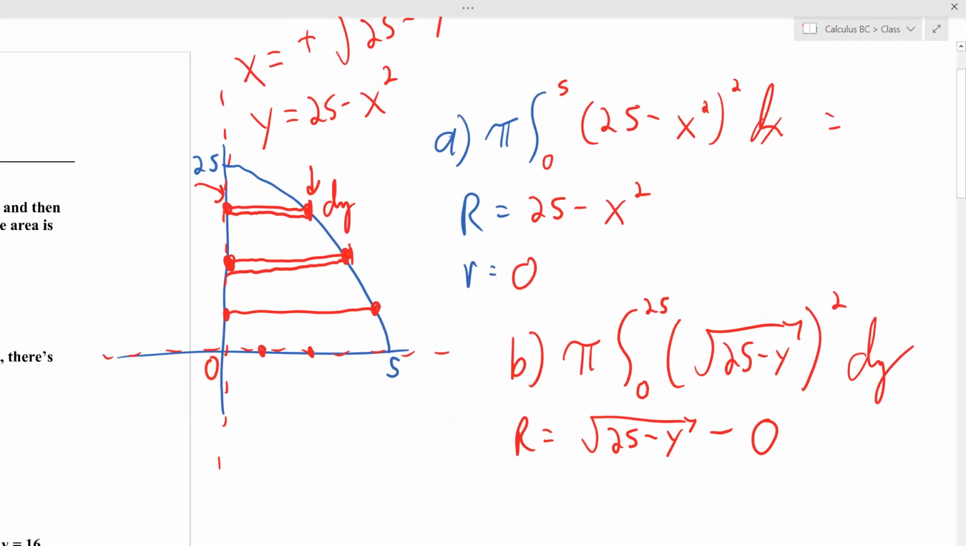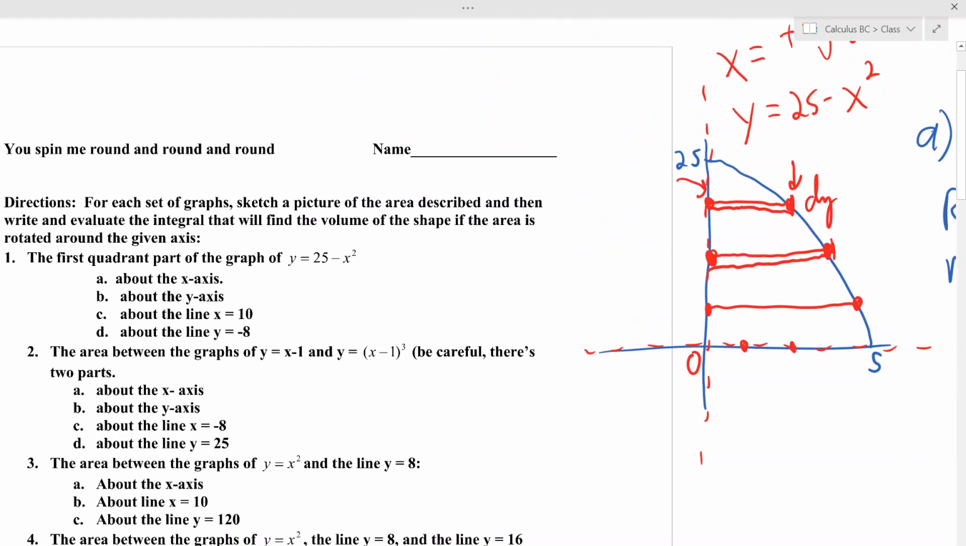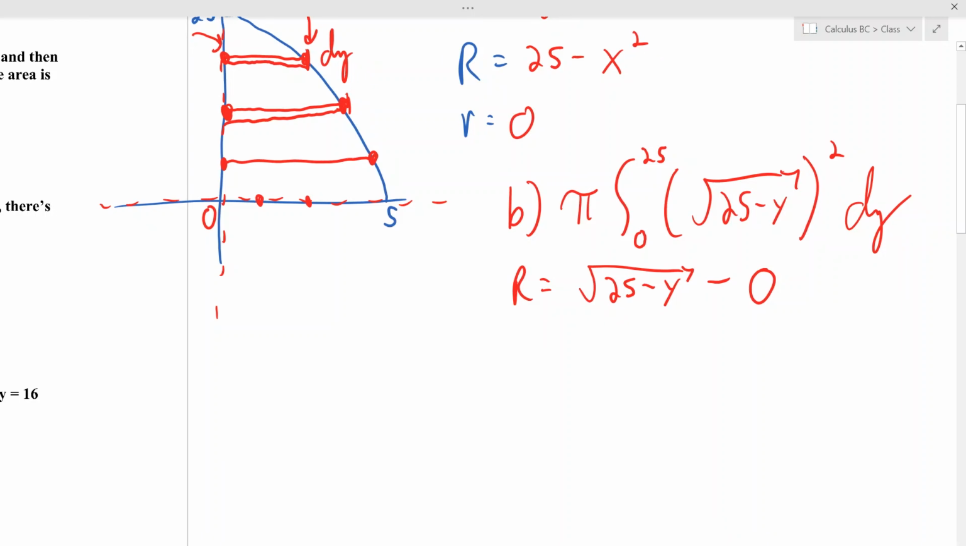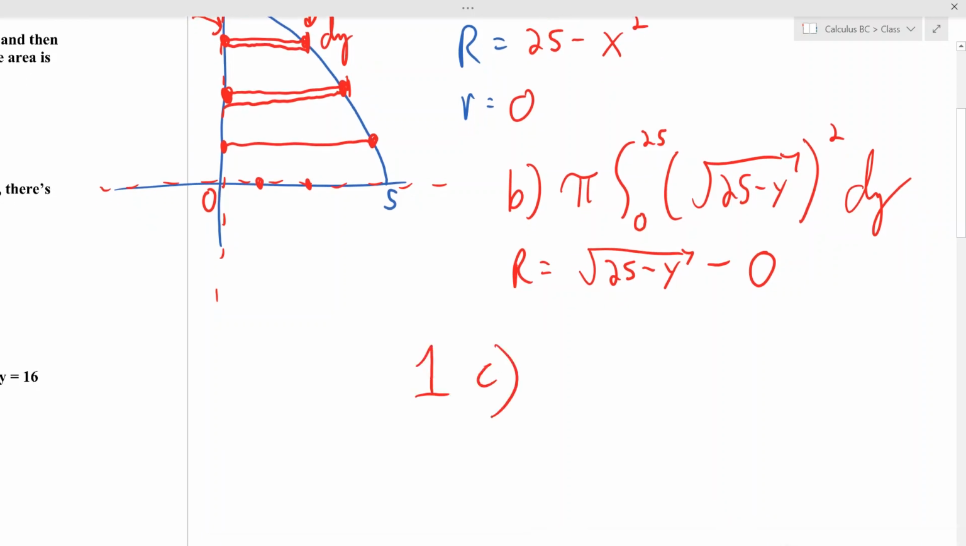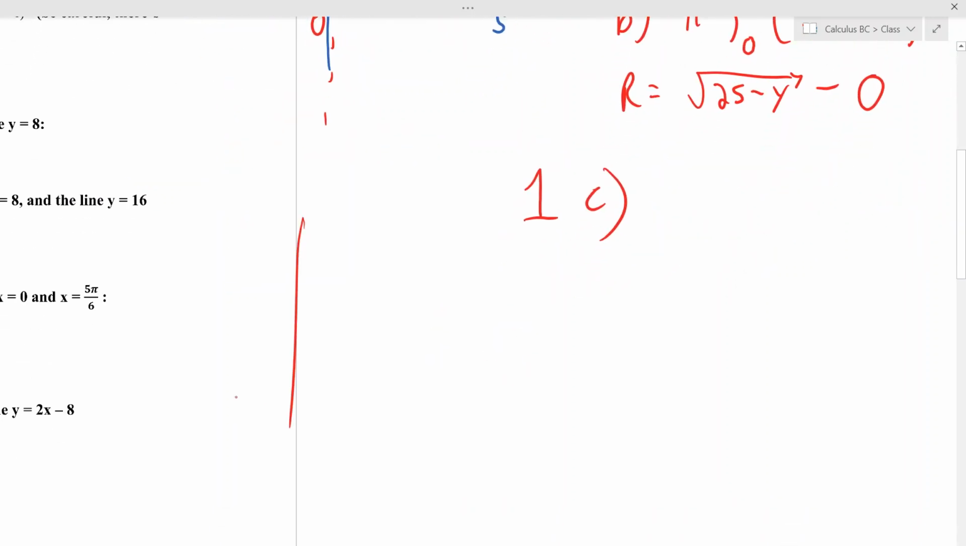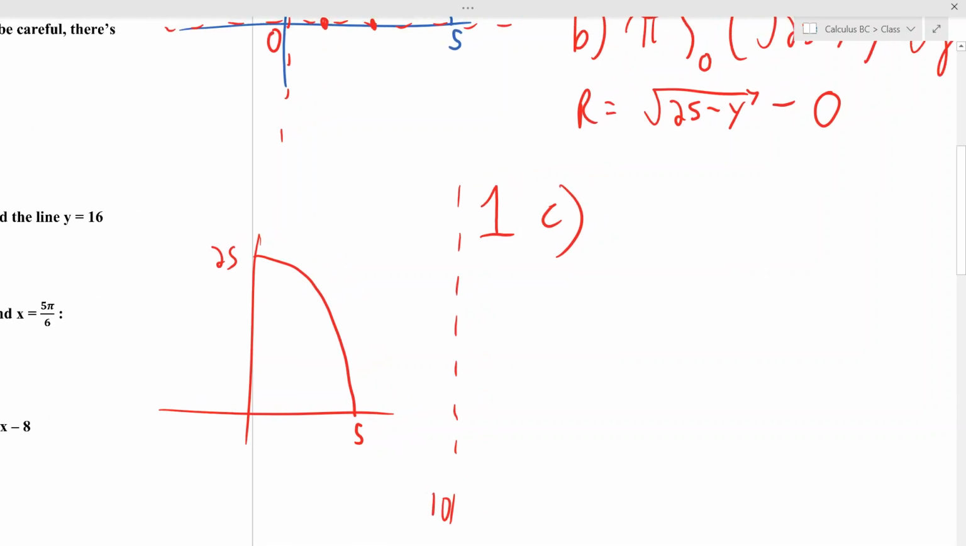For part C, they're asking us to go about the line x equals 10. So we're going to do number 1, part C, and I'm going to draw this shape again down here. We have this shape, which is this part of the parabola, where this is 5, this is 25. And we're going to go around the line x equals 10, which will be out here somewhere. Like we said in class, I'm going to switch colors again just so we can see this a little bit easier.